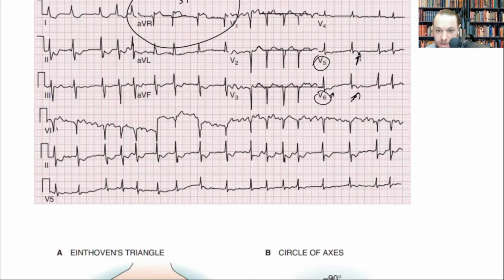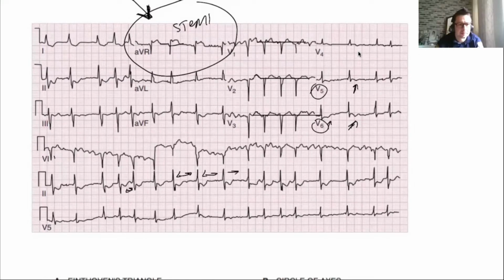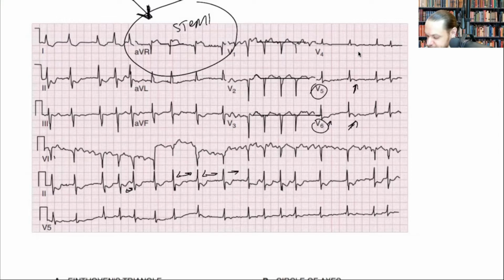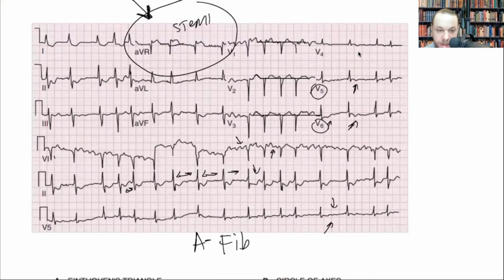And also this heart rate is irregular. You see how from here to here is longer than here to here? You see that? So what is the rhythm here, I should say? This is actually atrial fibrillation. You don't really have clear-cut P waves. That's why this looks like this. So this could be atrial fibrillation, which is why you don't have clear-cut P waves, and your rhythm is irregularly irregular.